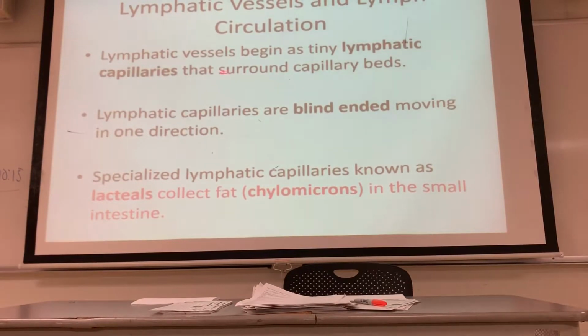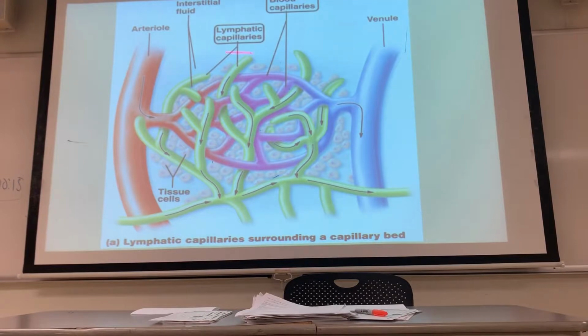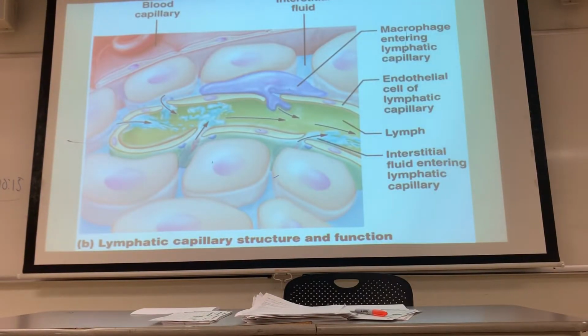So, let's go here. Lymphatics begin as tiny capillaries surrounding the beds. It's a blind-ended tube. Again, the chylomicrons are there in the small intestine, and the word lacteals is there. If you look at the tissues, you have your arteries, arterioles, veins, venules, then capillaries. The green one is your lymphatic vessels, or lymphatic capillary. Okay, very good. Now, it is a one-ended tube, so that's how it looks like.